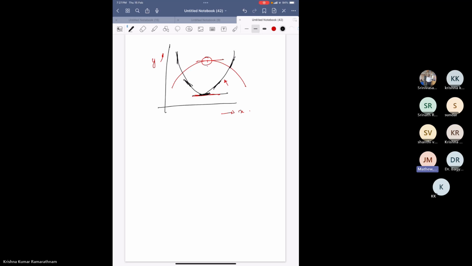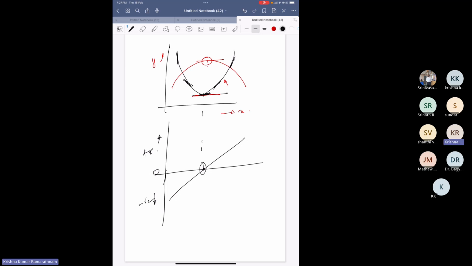Clear? So now if I plot the slope, how will it be? So this is positive, this is negative, this is positive. So I'm plotting for that black curve. So the slope will be like this. Okay, this is 0. So at this point, it is 0. So the maximum is at this point. Clear?